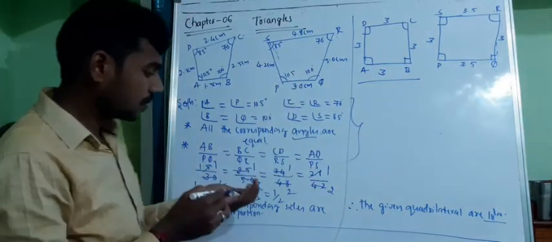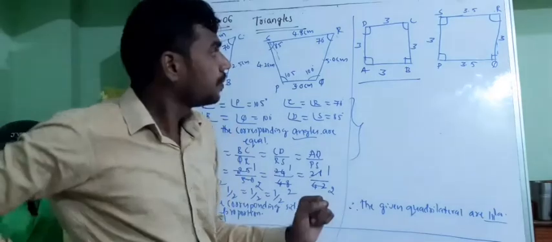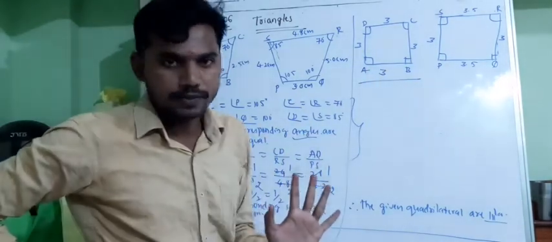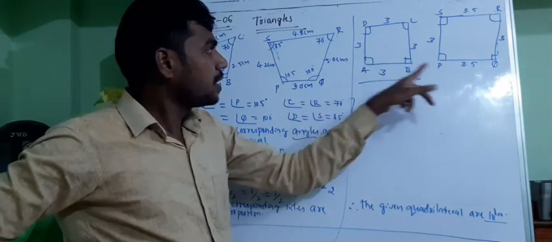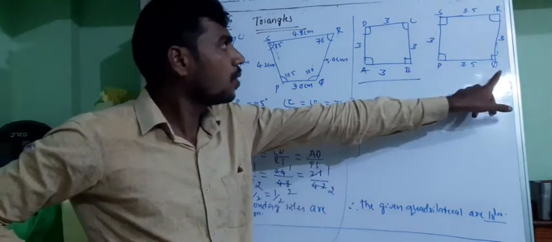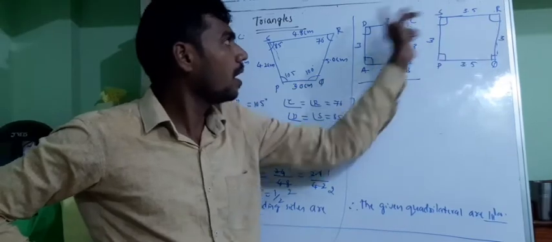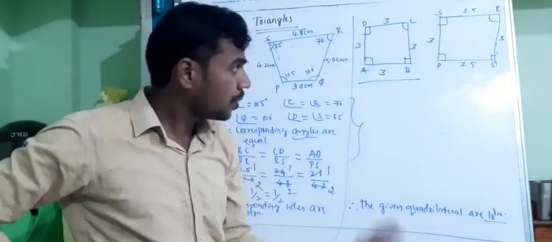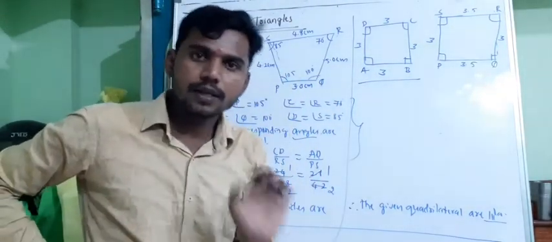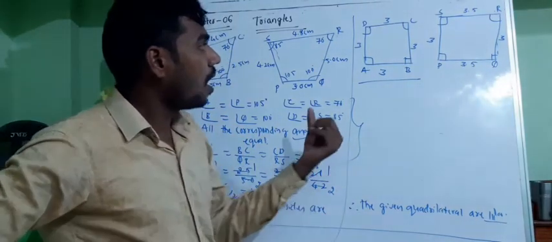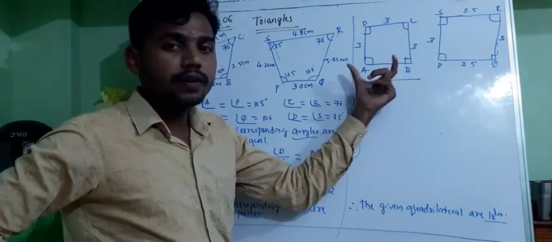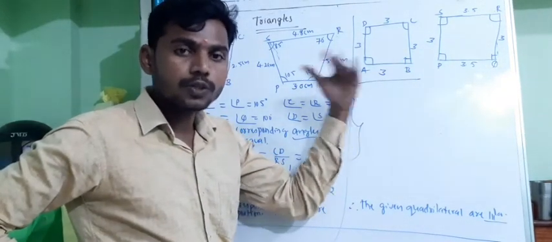Two figures are given, one square and one rectangle, two quadrilaterals. Here angle A is equal to angle P, angle B is equal to angle Q, angle C is equal to angle R, angle D is equal to angle S. So all the corresponding angles are equal. Once one condition is satisfied, what is the second condition? All the corresponding sides of a quadrilateral should be in proportion.